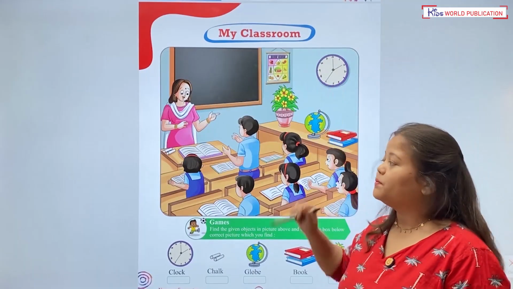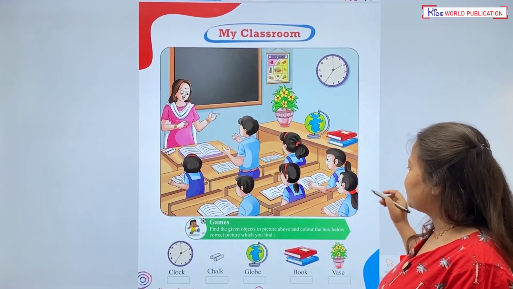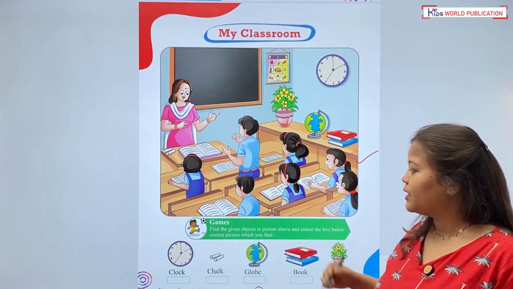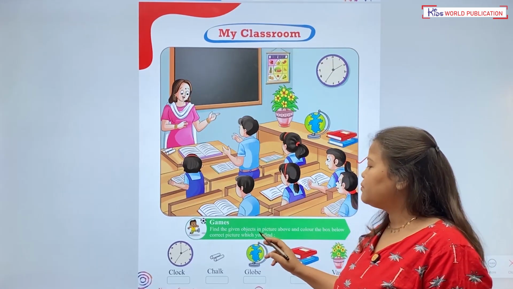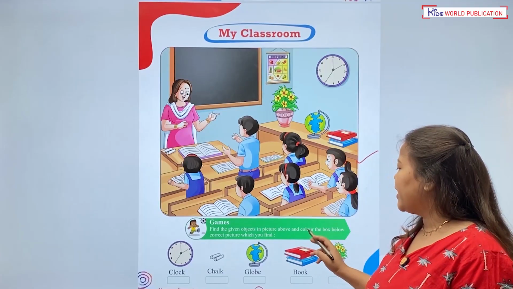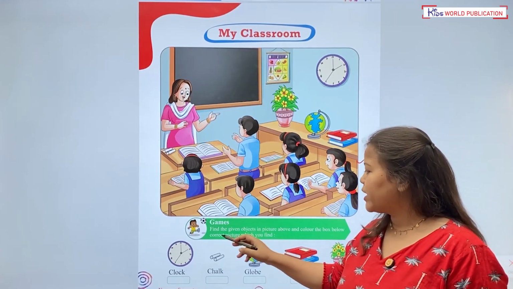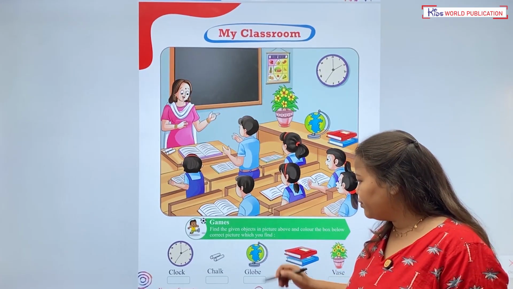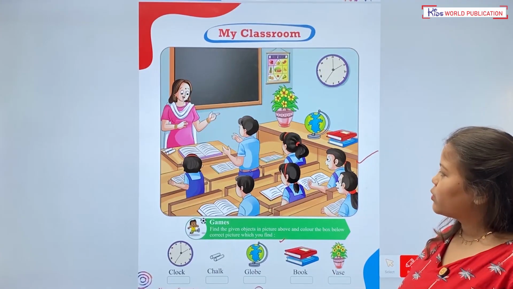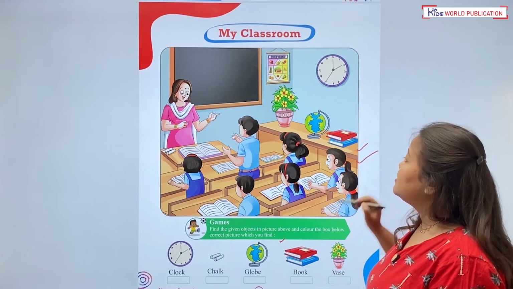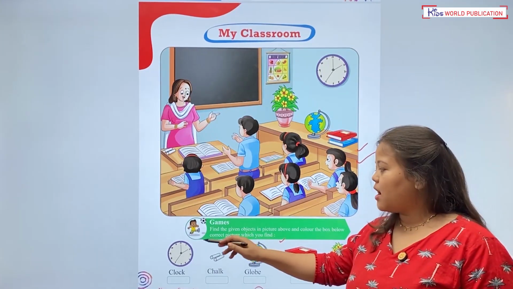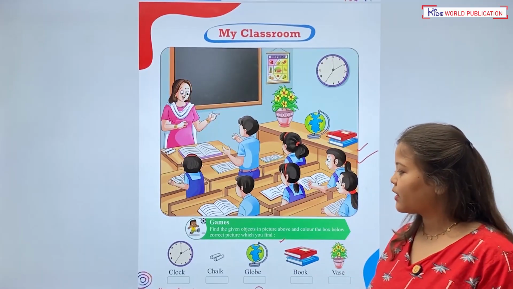My classroom. So kids, this is the picture of a classroom. Game. Find the given objects in the picture above and color the box below the correct picture which you find. So kids, you will see this picture very carefully and then answer the given questions.